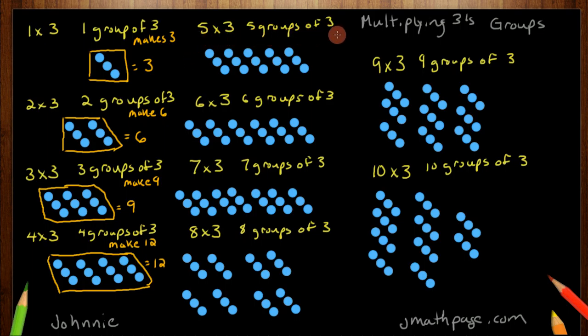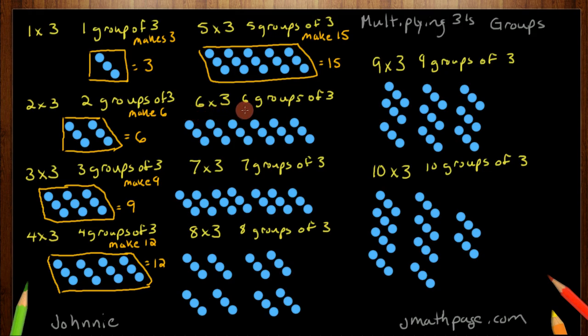5 groups of 3. Well, let's put them all together and figure out what they are in total. Let's count them. 3, 6, 9, 12, and 3 more. 3 more makes 15. So 5 groups of 3 make 15. And I can also say that 5 times 3 equals 15.